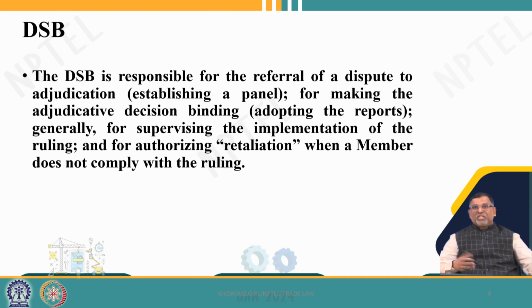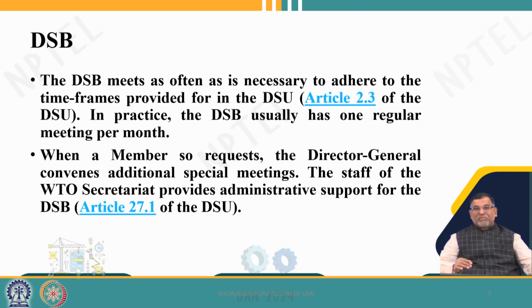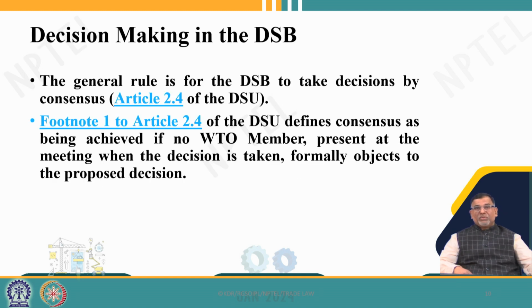So, the adjudicating bodies are panels and the appellate body, and even the DSB can authorize retaliation when a member does not comply with the ruling. So, that is why there is a power, there is a rule based system and procedures for the dispute settlement mechanism, and there is a sanction or a punishment for non implementation of these particular decisions. And here you can see that in regular meetings they discuss, and the Director General of WTO convenes these meetings, and full administrative support is given by the WTO Secretariat.